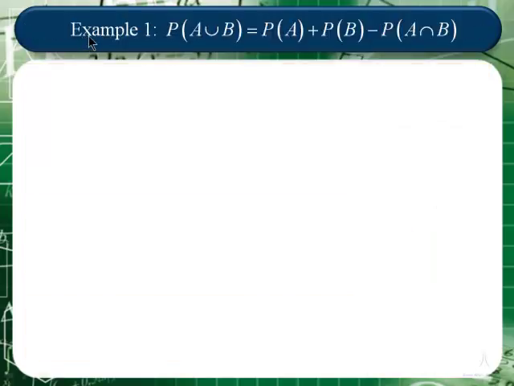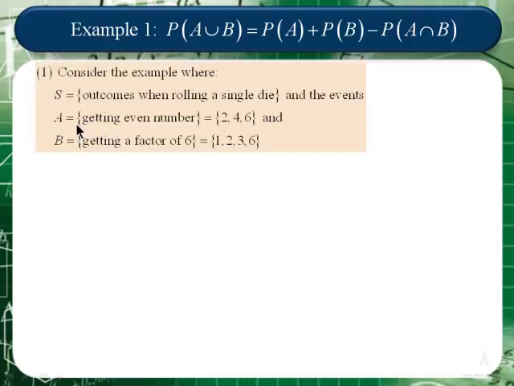Let us look at example 1, where the identity, namely that the probability of the union of A and B, so in other words A or B, is equal to the probability of event A plus the probability of event B minus the probability of the event that belongs to A and B, or A intersection B, the intersection of two events.